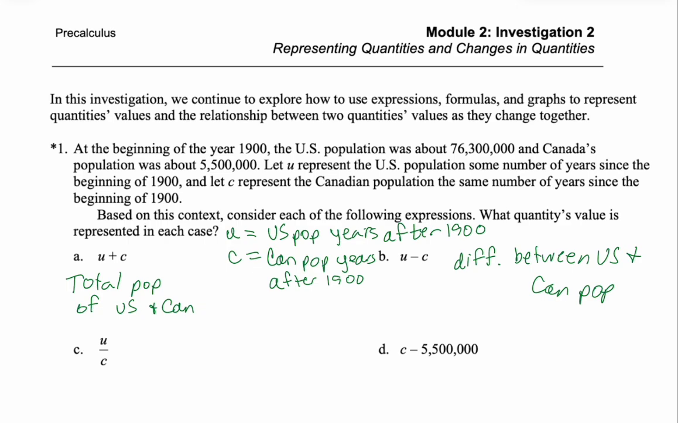Now let's try to put into words what we think U divided by C would represent. What do you think U divided by C would represent? Anybody have an idea? How many times larger? Yeah. Division, remember, is the opposite of multiplication. So sometimes you'll get that times notation in there. So this would be how many times larger? How many times does it go in there? The US population is that many times the Canadian population.